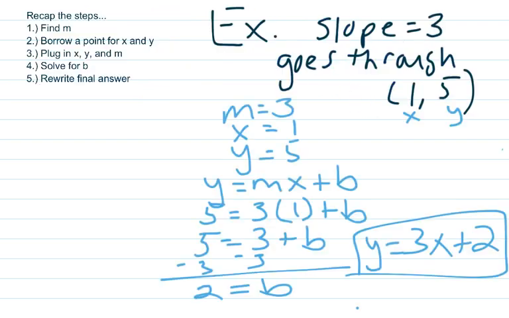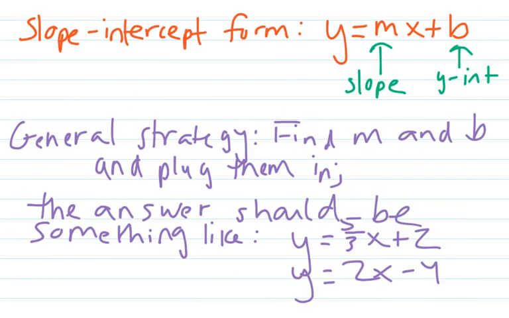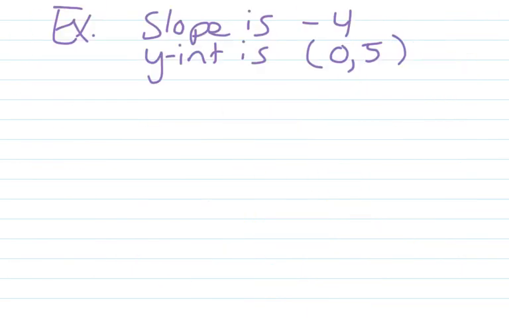If you go back to the general strategy here, there's a reason I put this up: find m and find b. In other words, find the slope and find the y-intercept. In this problem, you're actually given both of them. You are told that the slope is -4. And we haven't really talked about the 0 here or the definition of y-intercept. We will talk about that.